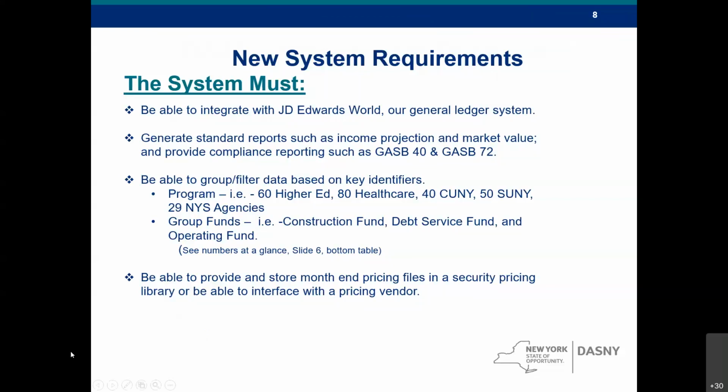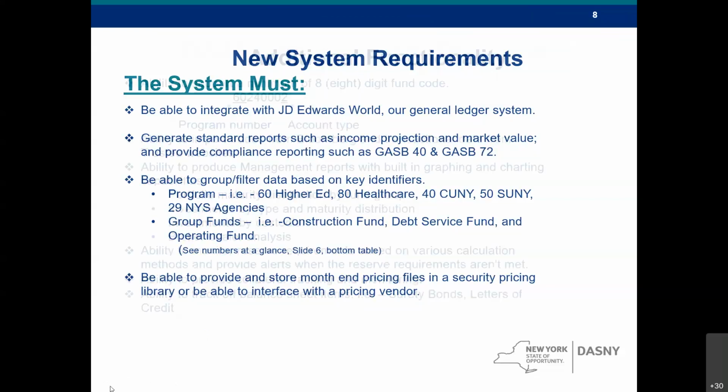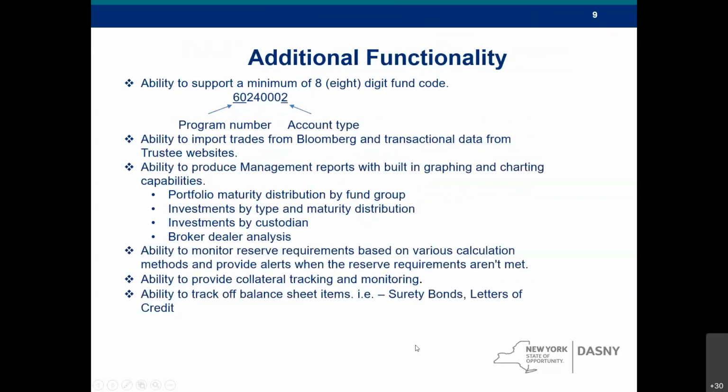Next slide. Additional functionality. While these items are not required by the system, it is added functionality that we would like to see. The current system utilizes a 6-digit fund code, which will no longer support DASNY's needs. DASNY is looking for the new system to be able to support a minimum of 8-digit fund code for further expansion as we continue to issue more bonds, especially in specific programs.